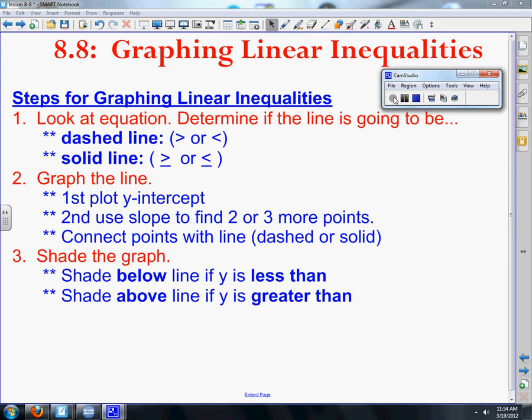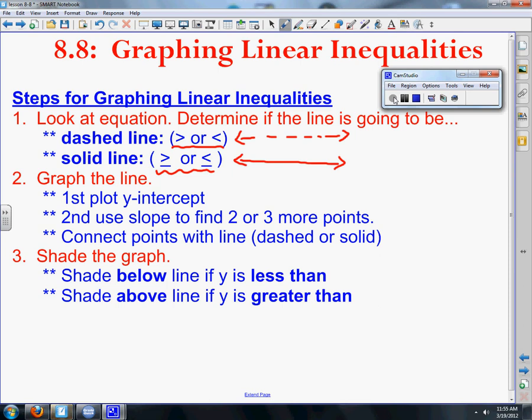The first steps for graphing linear inequalities are very similar to graphing lines, except you are going to use either a dashed line or a solid line depending upon the inequality symbol. If you have a less than or greater than without an equal sign underneath it, you're going to have a dashed line. If you have a greater than or equal to or less than or equal to, you're going to have a solid line. So the dashed line will look like this, and the solid line will just be a solid line.